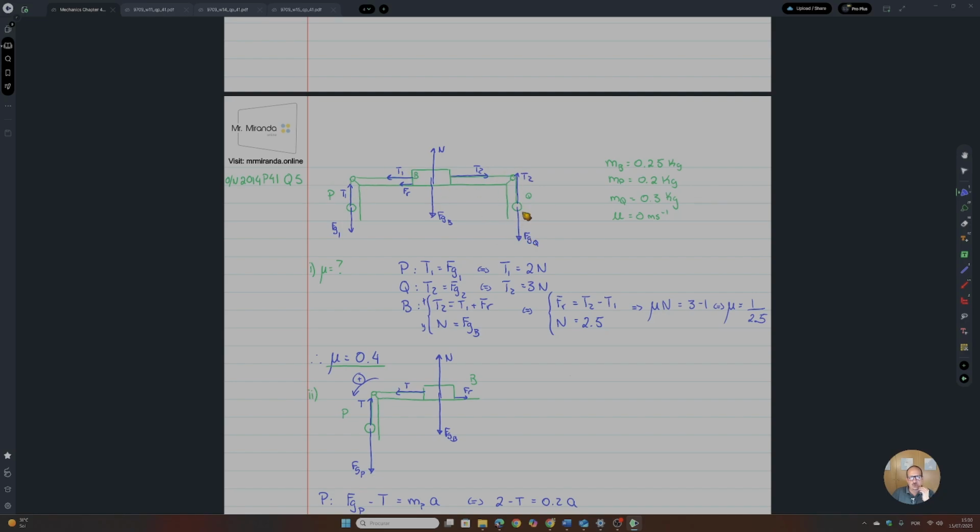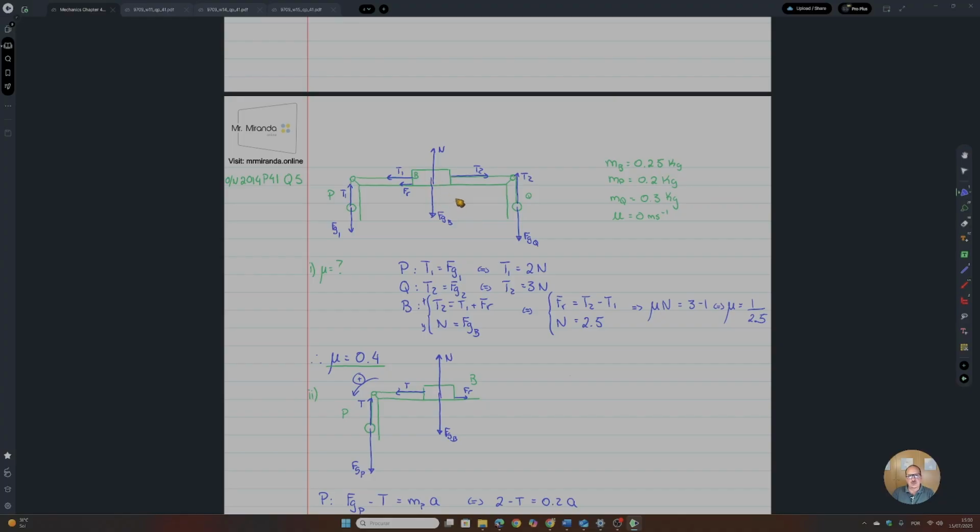Same situation for mass Q. And here what do you have? You will have, pointing to the left, a tension with magnitude equal to that one. To the right, you have a tension with magnitude equal to that one. You will also have a force up, the normal contact force, and a force down, the weight. These two need to be the same. They are the only forces that are vertical that you have on object B.